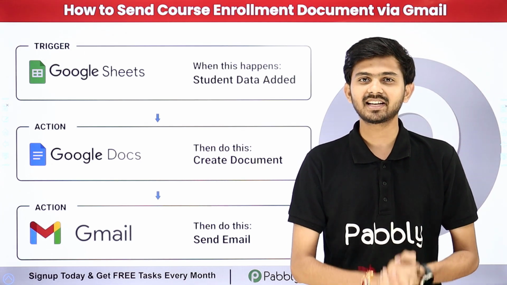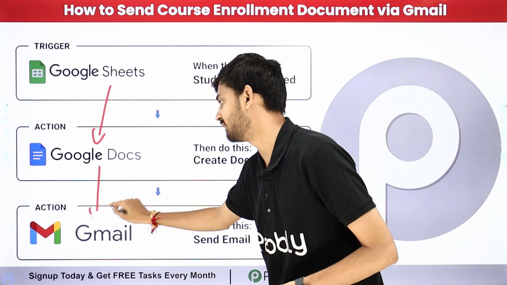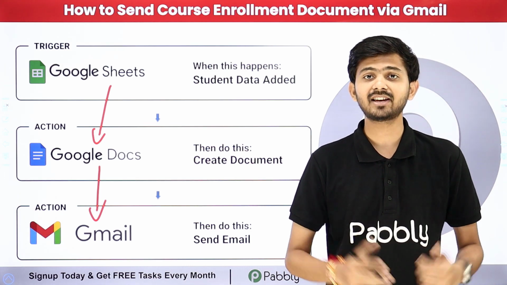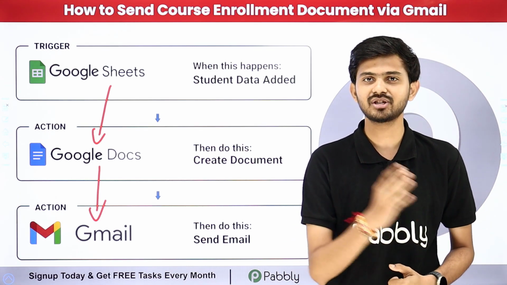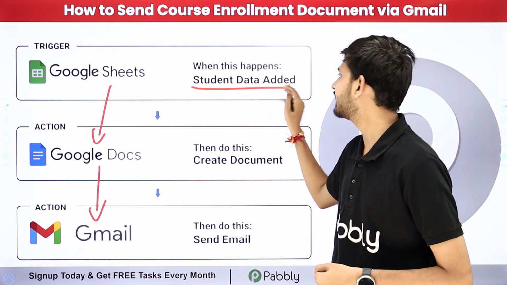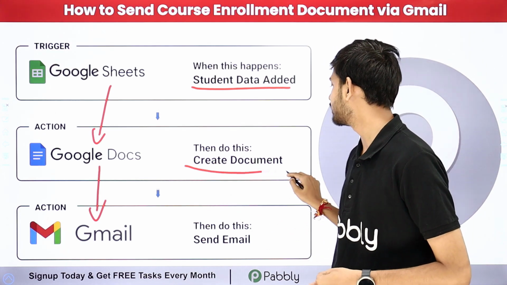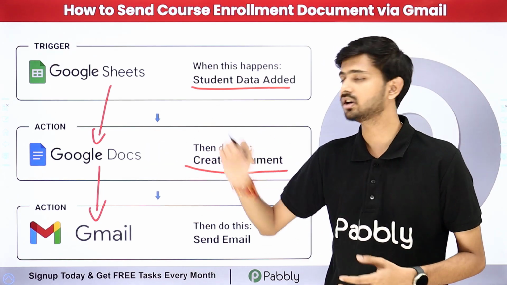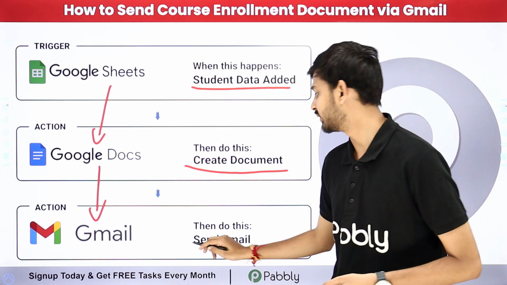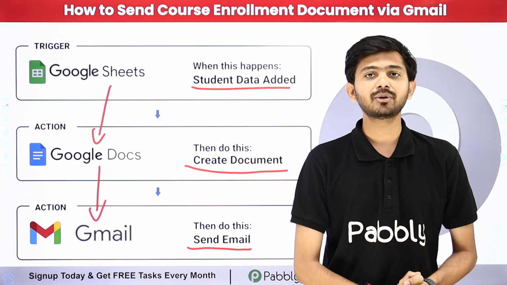So here for my objective, I have to build a connection between Google Sheets, Google Docs and Gmail. For building this connection, I'm going to use Pabbly Connect, which is an amazing software for automation and integration. Now with Pabbly Connect, as new student data is added in my Google Sheets, automatically I'm going to first create a document of enrollment certificate by using Google Docs. And after creating that document, I'm going to share an email with my student, and I'm going to share this document in that email.